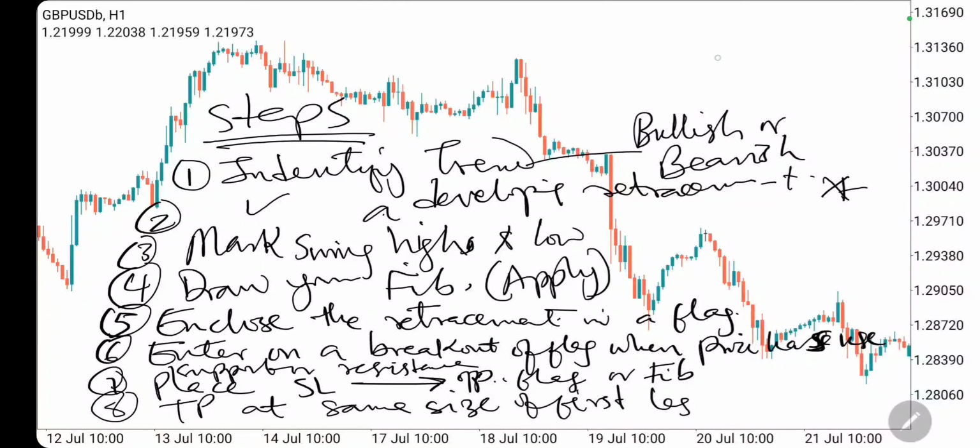Number 5, enclose the retracement in a flag. Number 6, enter on a breakout of the flag when price has used any of the Fibonacci levels as a support or as a resistance, as the case might be. All right. Number 7, place your stop loss at the other side of the flag. If in a bearish scenario, at the upside of the flag, and the next Fibonacci level above your entry. If in a bullish scenario, the next Fibonacci level below your entry, and you're taking profit at just the size of the first leg of the flag.